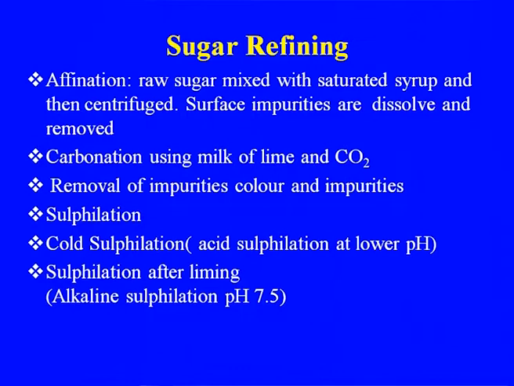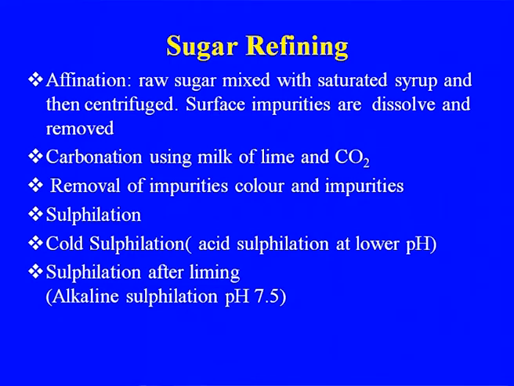Let us discuss in slightly more detail the sugar refining part. Affination: raw sugar is mixed with saturated syrup and then centrifuged. Surface impurities are dissolved and removed. Carbonation using milk of lime and CO2 removes color and other impurities which are present in the juice.